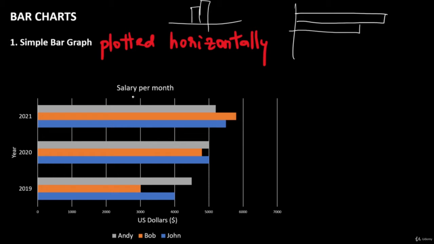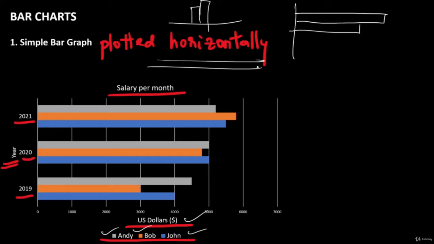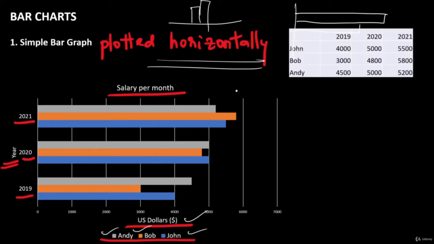Again, you can see there is a heading over here: salary per month. This axis talks about US dollars. You have a legend that gray is Andy, orange is Bob, and blue is John. And in this axis you have years. So again, that's the same piece of information, just portrayed in a horizontal manner. You could also think of it as a table. It's the same information that's there in this table and in this simple bar graph. We have now covered the first type of bar chart, which is the simple bar graph.